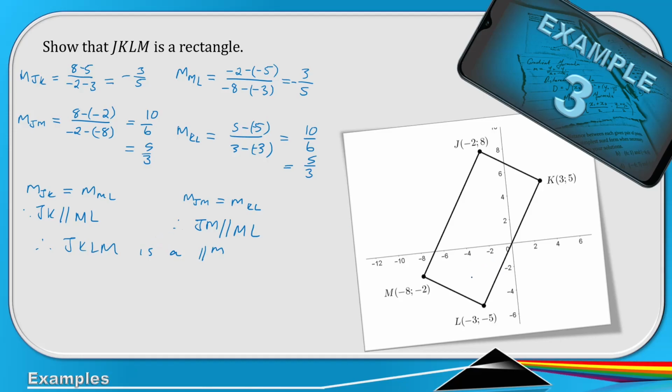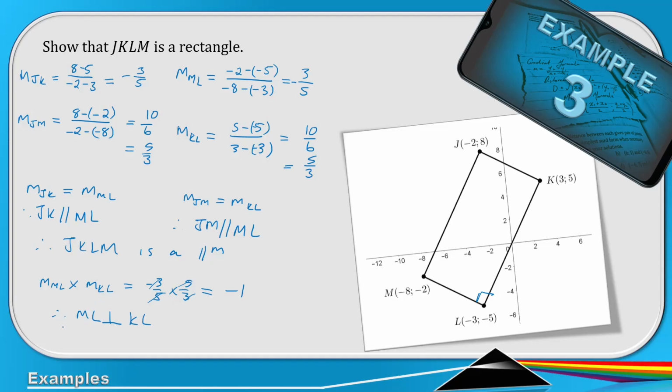Now we need to prove that one of the angles is equal to 90. So let's say that one. To do that, we take the gradient of ML multiplied by the gradient of KL, and we substitute that in. So ML is -3/5 multiplied by KL, which is 5/3. And the 5's cancel, the 3's cancel. This gives us -1. So therefore, we know that ML is perpendicular to KL.